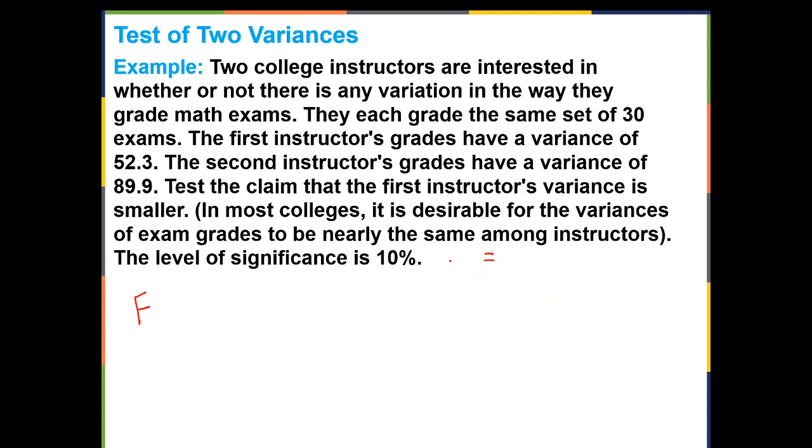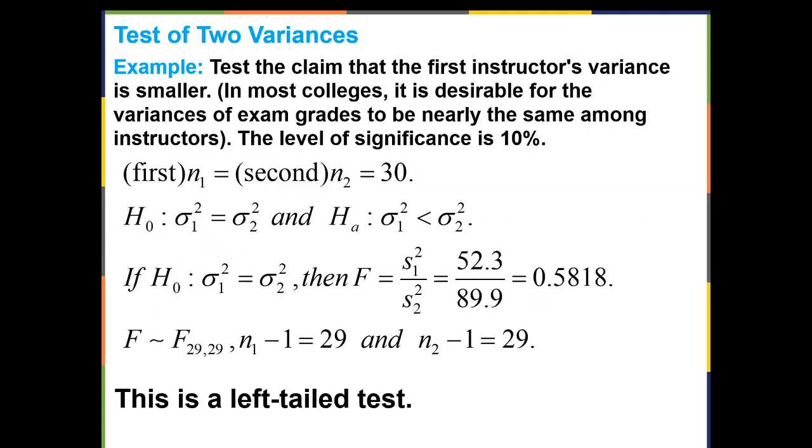I'm going to show you the work here. So at 10% we want to test. So here is the setup. N1 and N2 here are both the same. They're 30. The null hypothesis is that. The alternative is a left-tailed test, right? So since these two are the same, F is just S1 squared over S2 squared.